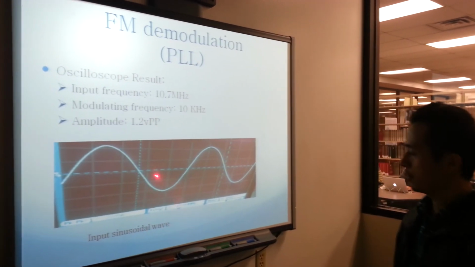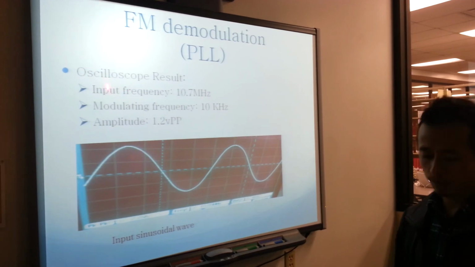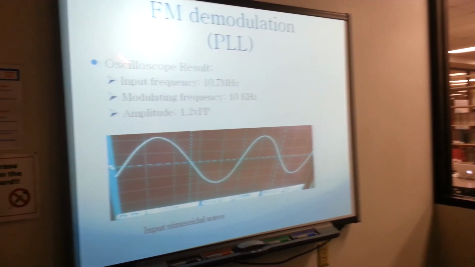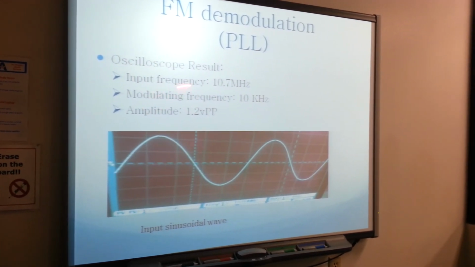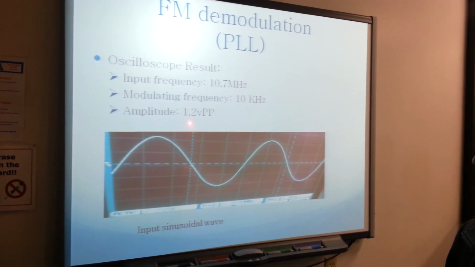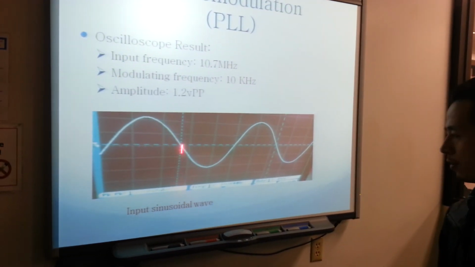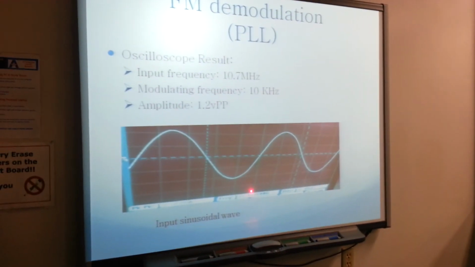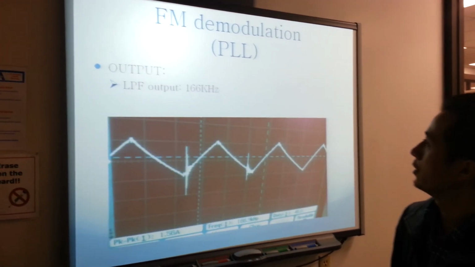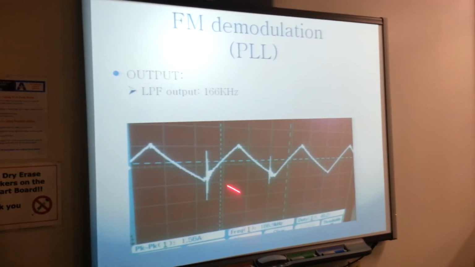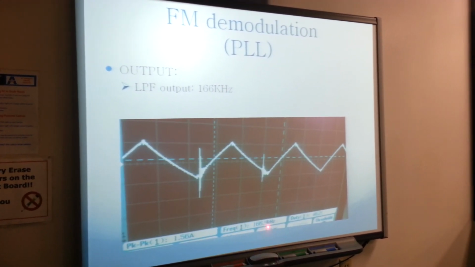And this is our test result from the lab. We used the oscilloscope as our input. Our input frequency was set to 10.7 megahertz, with the modulated frequency of 10 kilohertz, and amplitude was set to 1.2 volt peak to peak, as you can see over here. And this is the input sinusoidal wave with the 10.7 megahertz. This is our output from the low pass filter. It is saying that the output has 166 kilohertz.